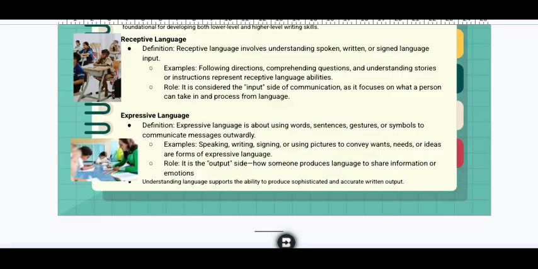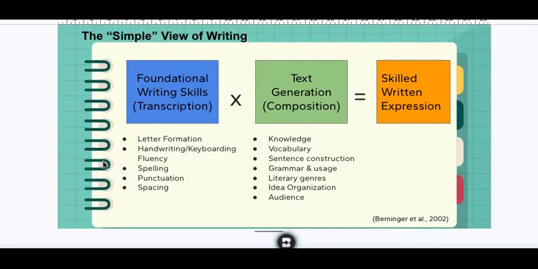When we think of writing, we think of foundational writing skills, we think of text generation, and skilled written expression is really the product of both of those, right? So when we think of those foundational writing skills, we're thinking of transcription, right? The act of actually writing, right? Our letter formations, our handwriting, maybe keyboarding practice, fluency with writing, spelling, punctuation, spacing, those are all part of those foundational writing skills. When we're thinking of text generation, we're thinking of composition, right? We're thinking of our knowledge of text structures. We're thinking about the vocab, the sentence construction, those paragraphs, those genres, really the organization of our ideas.